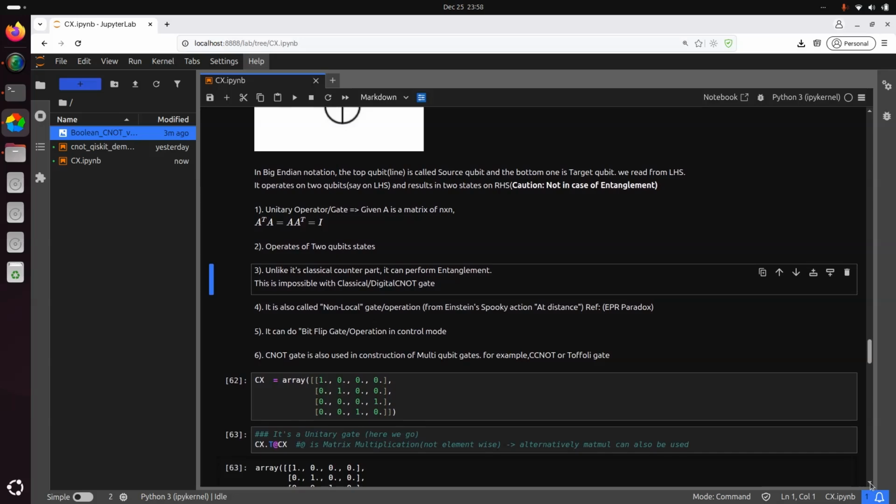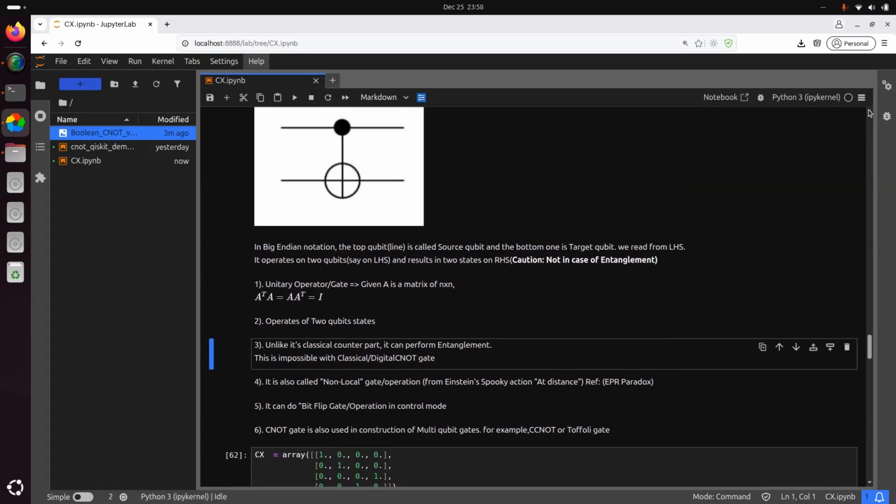It's a non-local gate, from Einstein's famous spooky action at a distance. This is also sometimes called the action at a distance gate. It can perform the bit flip, however, in a controlled mode. So this is more or less like the X gate, but in a different fashion. The X gate is applicable to a single qubit, whereas CNOT works on 2 qubits.